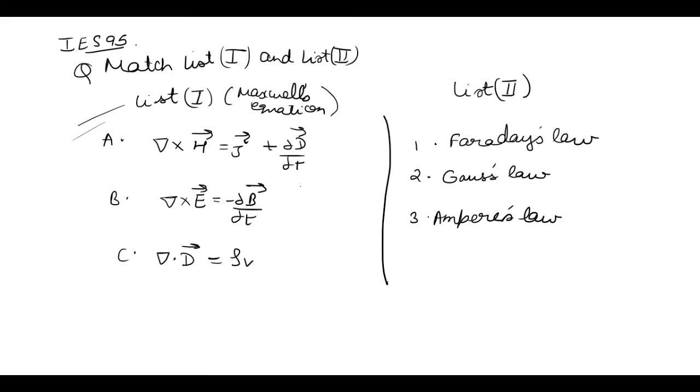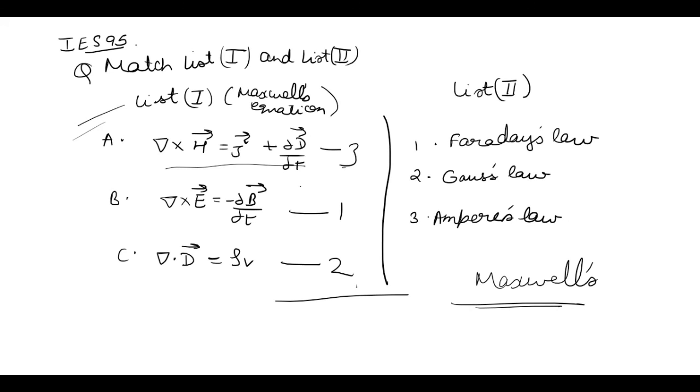Now this is very easy. So this was what? Ampere's law. 3. This is what Faraday's law, and this is Gauss. So this is the answer. So I guess you have realized how important these equations are. Please do try to remember all the equations in both the forms and in both the conditions.